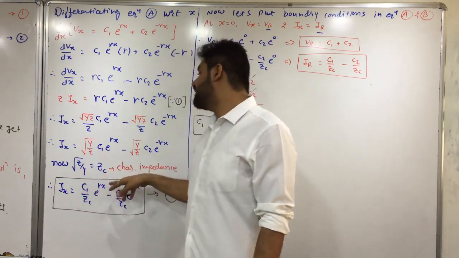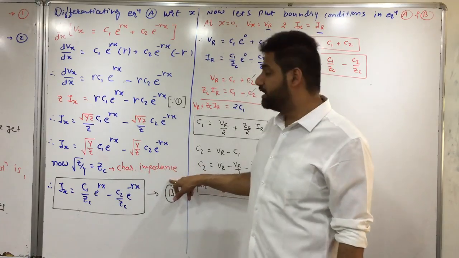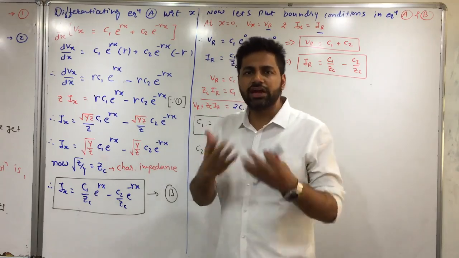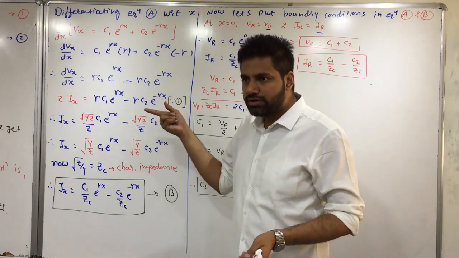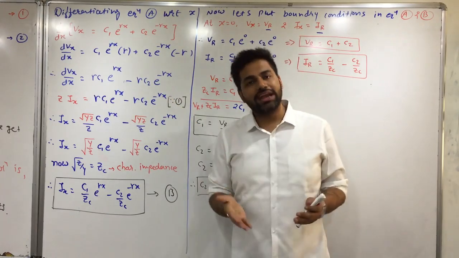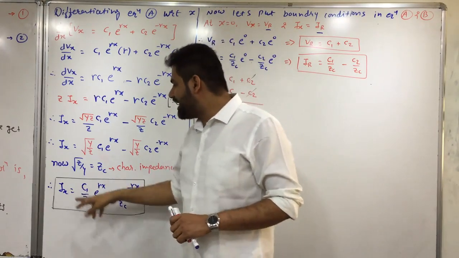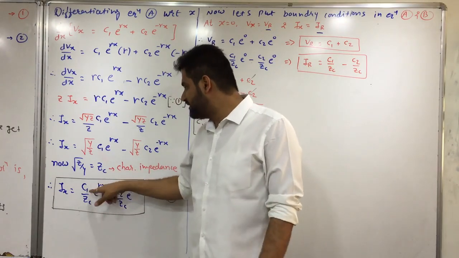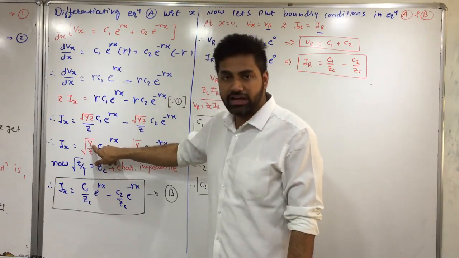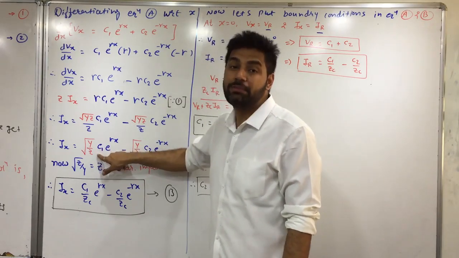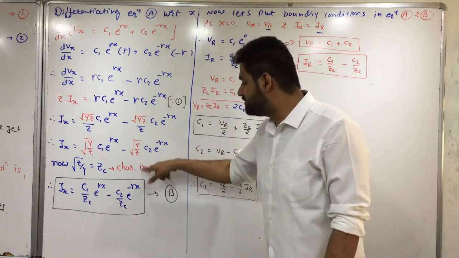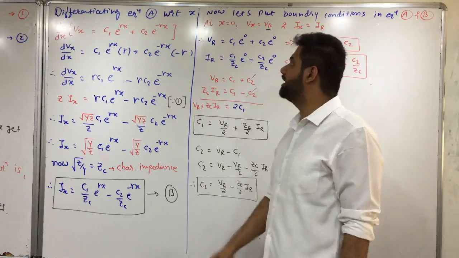Now under root z by y is called ZC, which is the characteristic impedance, and characteristic impedance is the thing that we'll be learning in the upcoming video. ZC we will understand in the next video. So we can say that Ix is equal to C1 divided by ZC, because y in the numerator will come into the denominator, so under root z by y over here. So we can say C1 divided by ZC e raised to gamma x minus C2 divided by ZC e raised to minus gamma x.